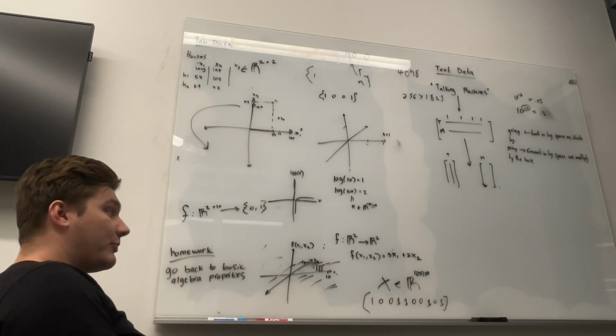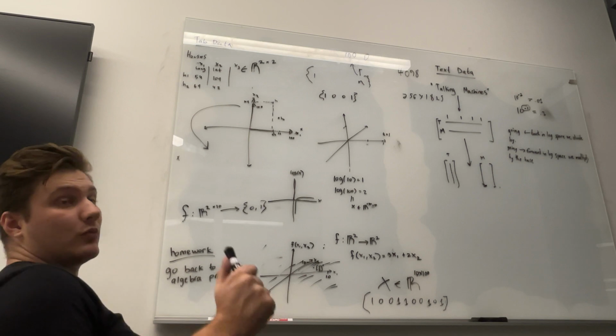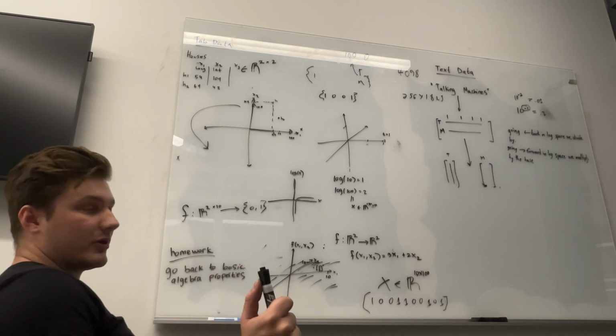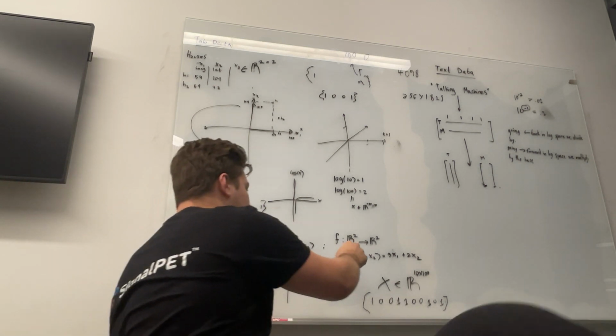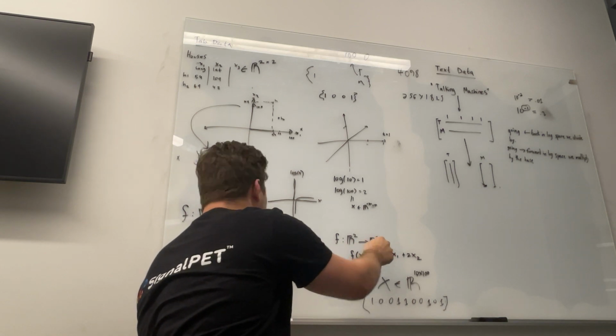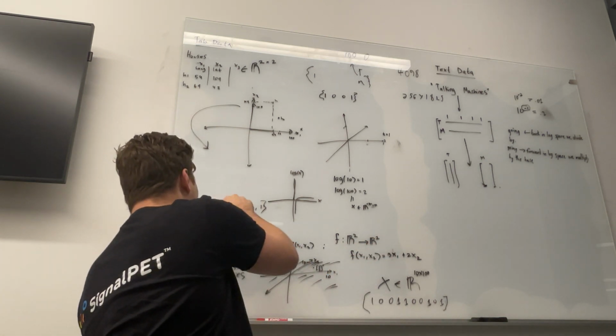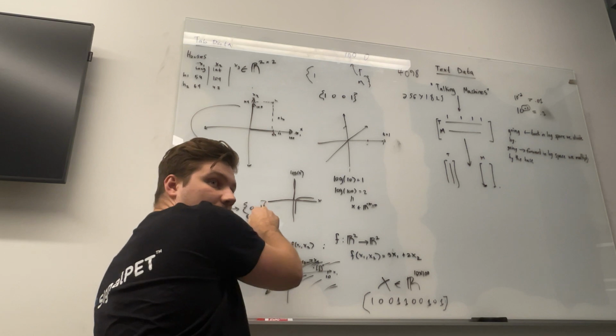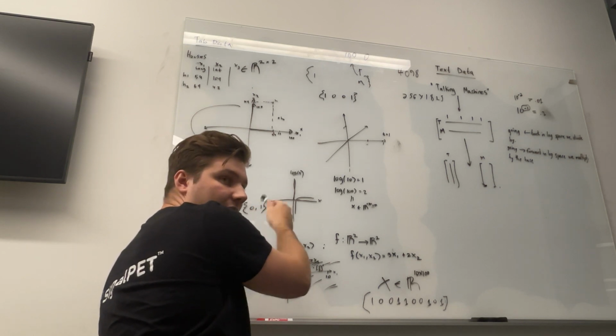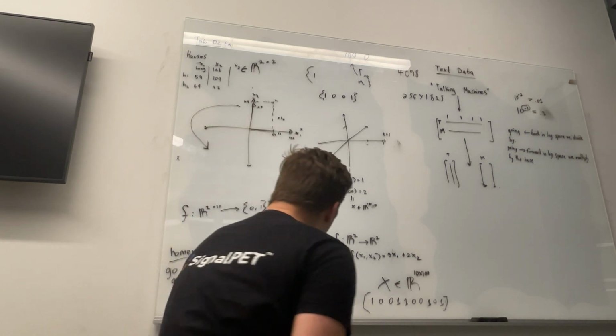But the point is you're right. What you're talking about fits into this framework that we're talking about, where this is a function from R2 to R1, and this is a function from R2 by 10 to either 0 or 1, depending on whether you're false or true.